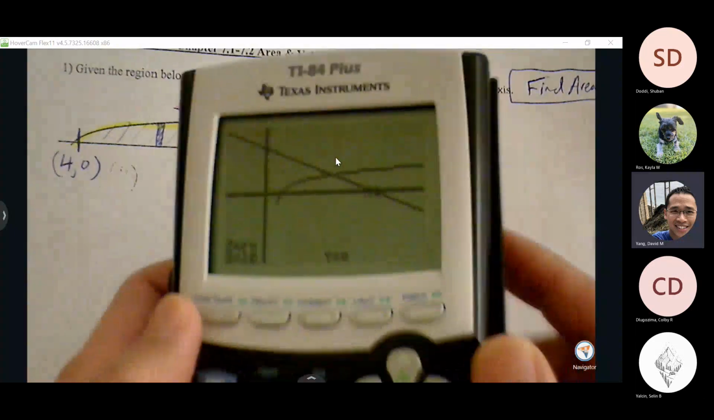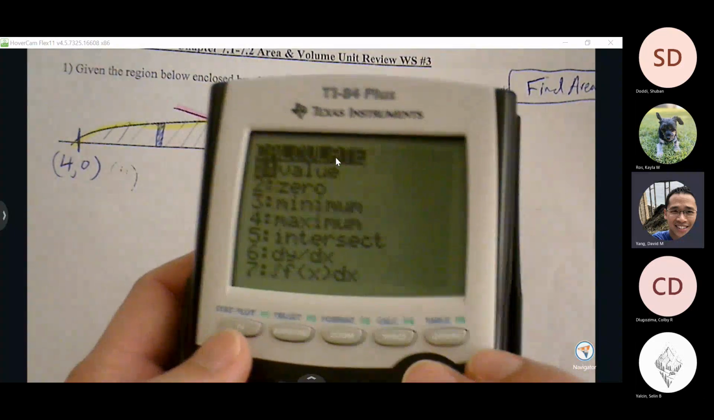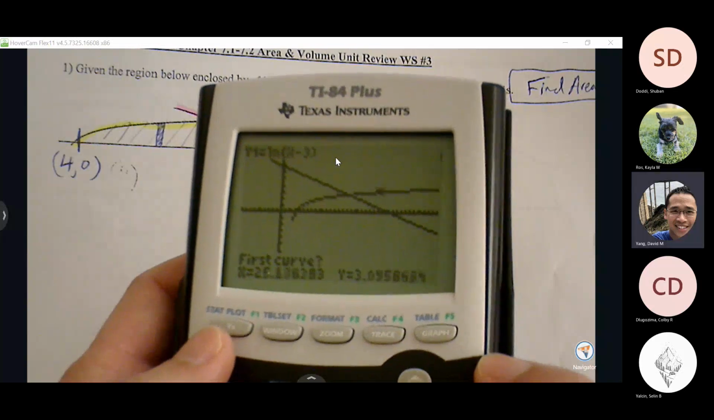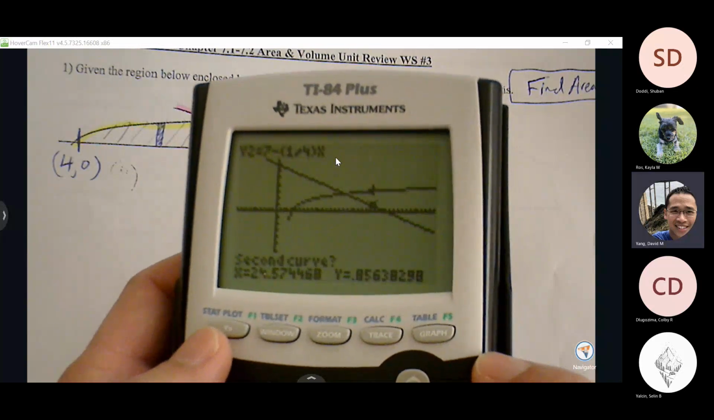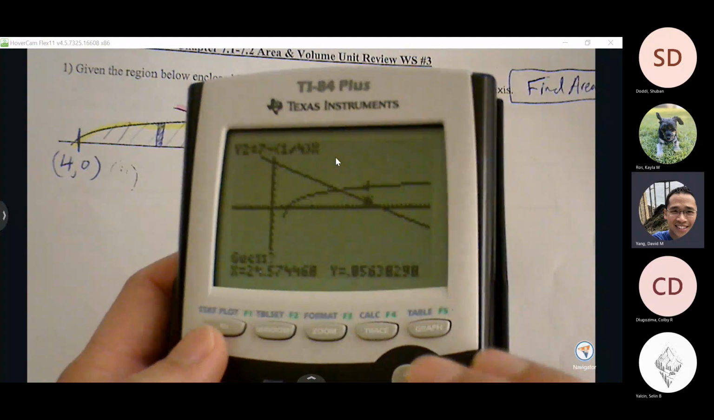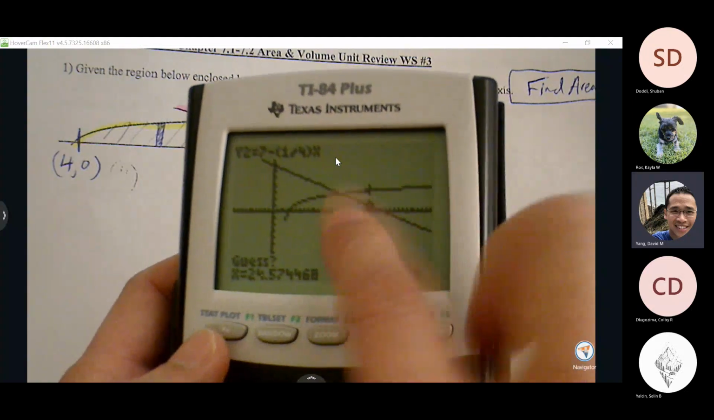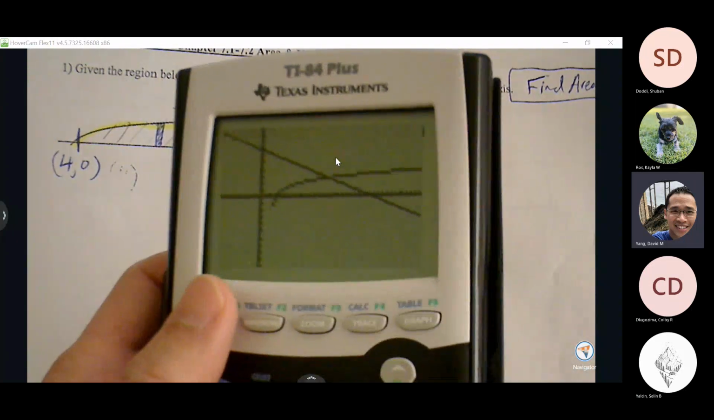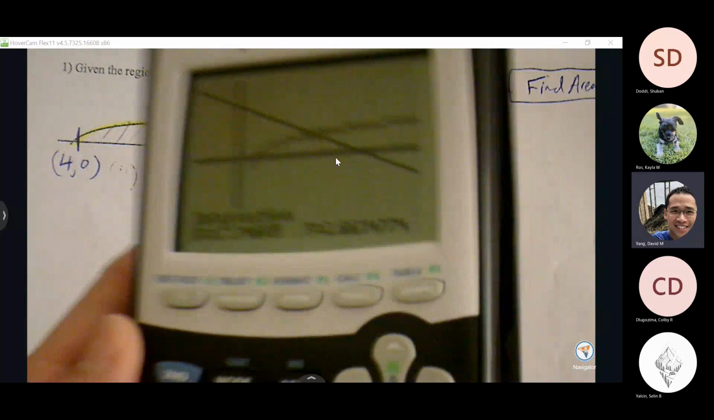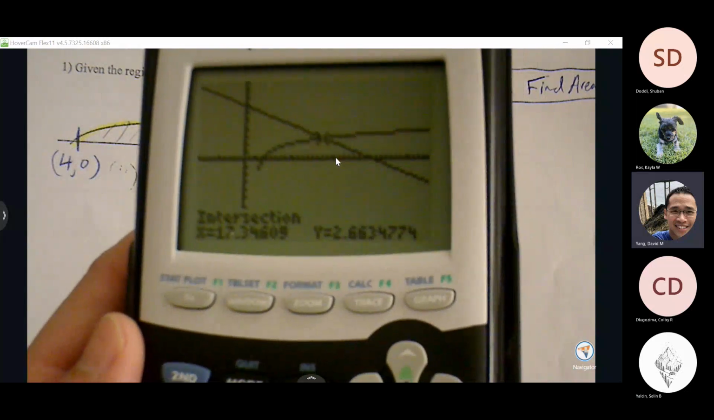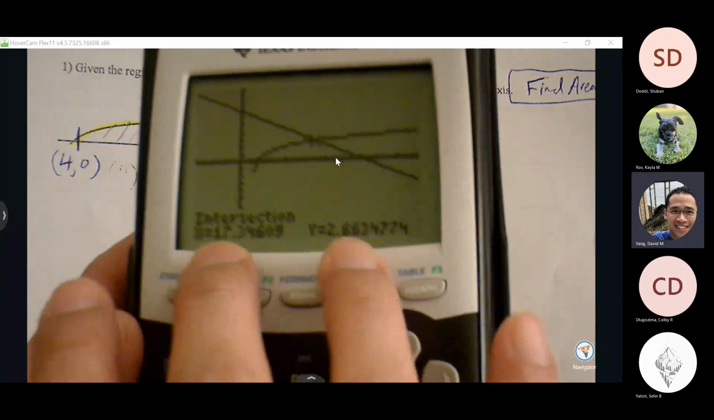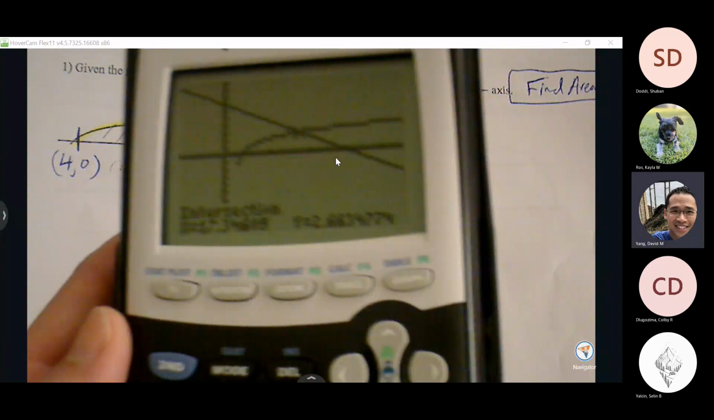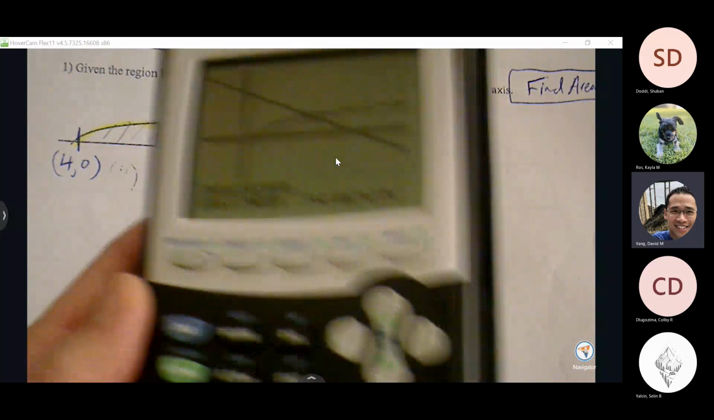Now I want to find the intersection between the two curves. Do second trace, intersect. First curve, second curve. Make sure you're not right on the intersection, but that you're close to the intersection, so that you can give room for the calculator to find it. And it says guess, question mark, hit enter a third time. I'm going to find that intersection. It should say intersection. I'm going to go ahead and write both the x and y values down. And if you want to do top minus bottom, all you need is the x value. But if we want to do right minus left, then we would need the y value.